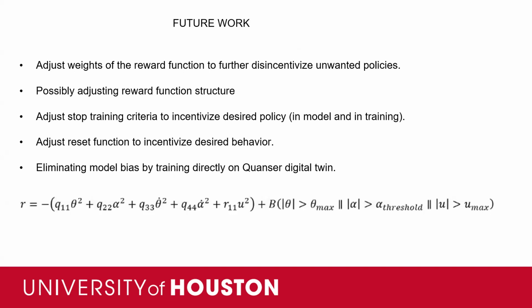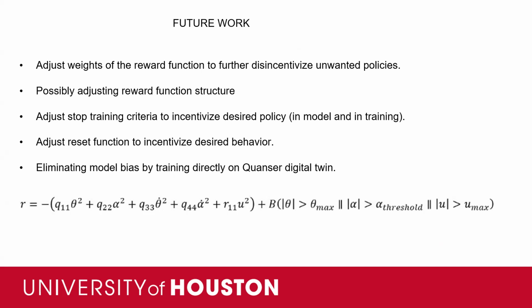For future work, we're going to pull away from changing network size and adjusting hyperparameters. We want to focus on the reward function. We want to try adjusting the weights of the reward function to further disincentivize unwanted policies. There's also the possibility of adjusting the reward function structure, as well as, of course, adjusting the weights for this reward function. We also want to adjust stop training criteria to incentivize a desired policy.